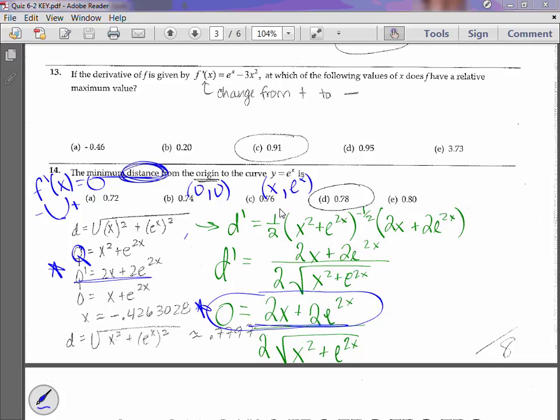Now, a third way you could approach this: my distance is the square root of x squared plus e to the 2x.